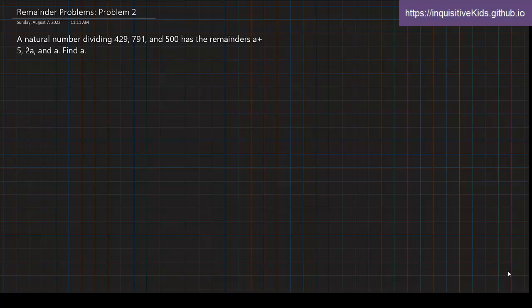Problem 2. A natural number dividing 429, 791, and 500 has remainders a plus 5, 2a, and a. So find a.